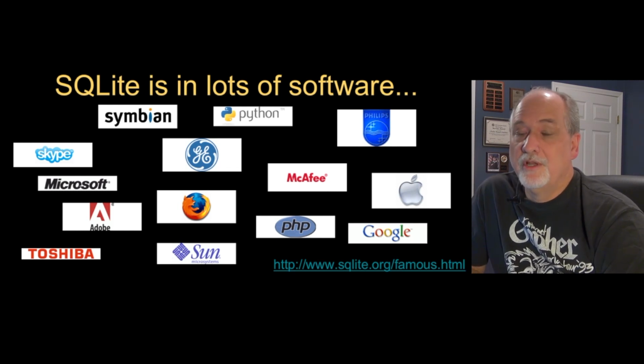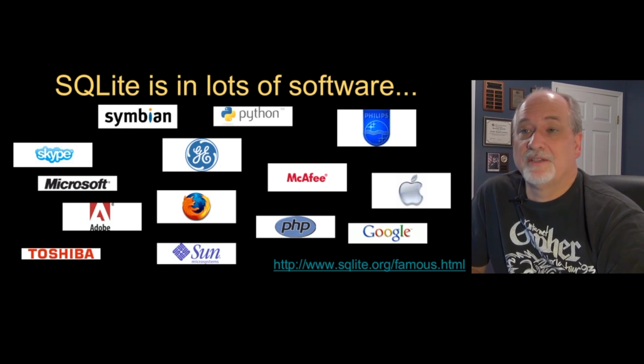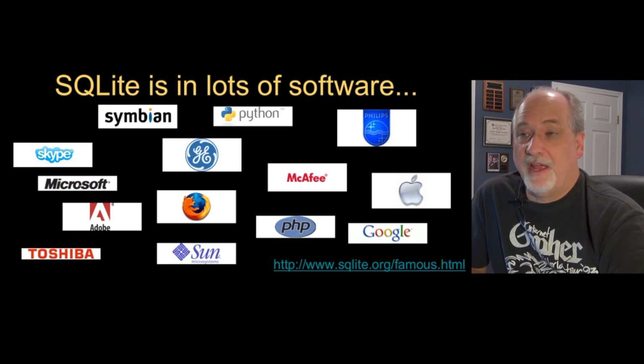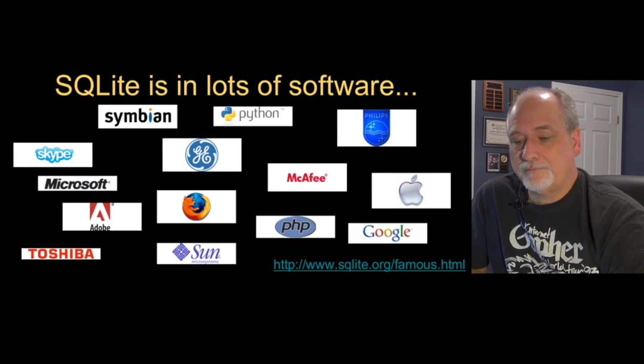Like your browser might use SQLite to store your bookmarks. Now you think, oh, how many bookmarks can you have? But what if you need it to be fast? And what if there's people that have 10,000 bookmarks? There probably are. Do you still want it fast? Do you want to be able to search? And so you get all that by using a database like SQLite.